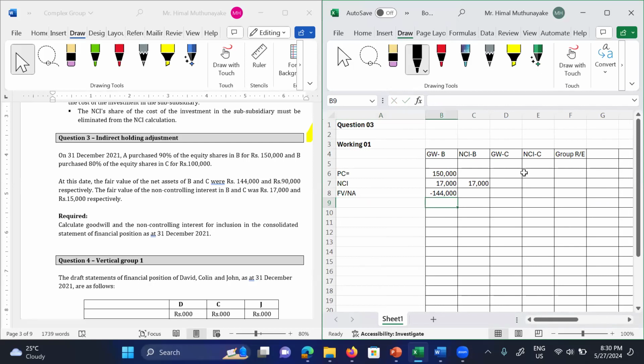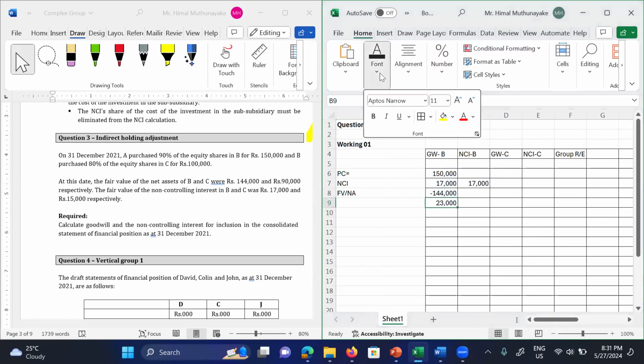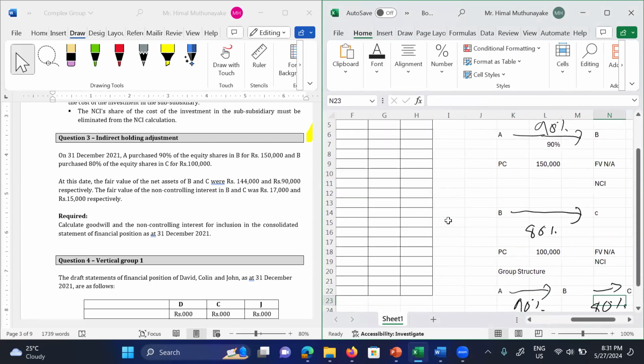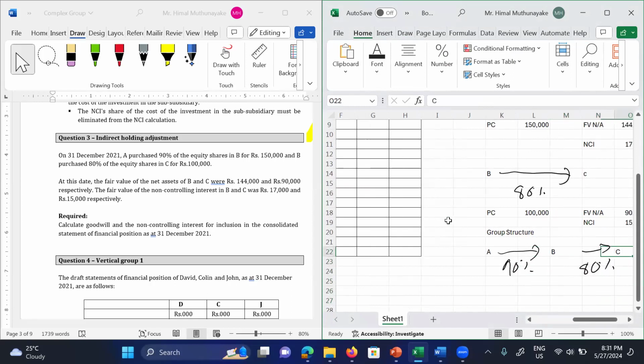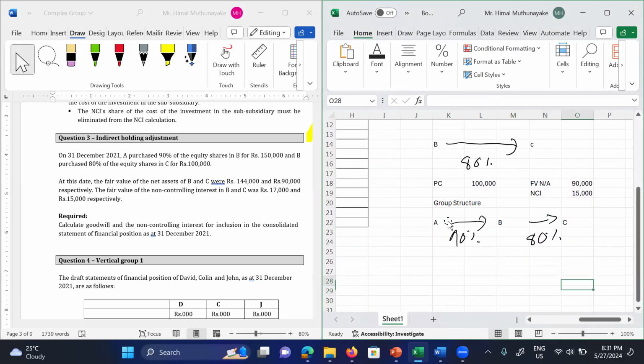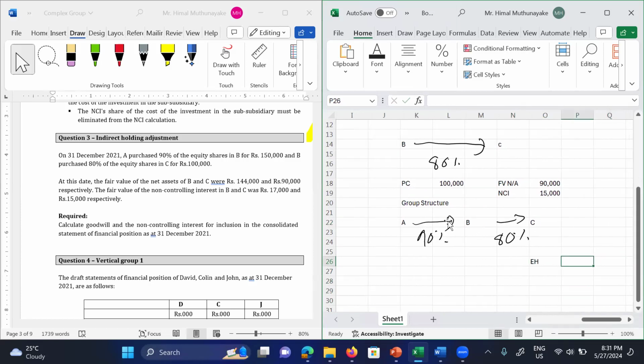Then my goodwill would be the sum of this. Goodwill of company B will become 23,000. So that is done. Then goodwill of company C, that means the indirect holding. When it comes to group structure, you can see A has the indirect holding of C. So therefore, we need to calculate the effective holding and the NCI balance.